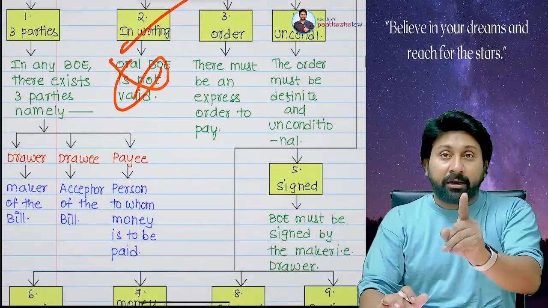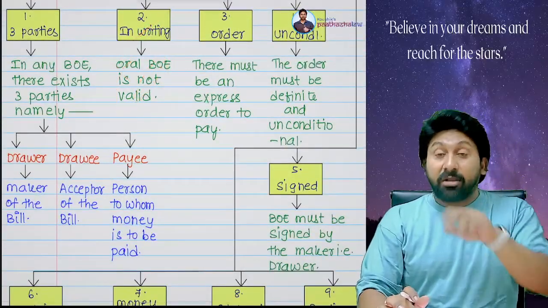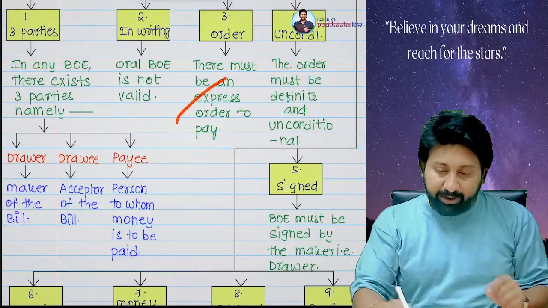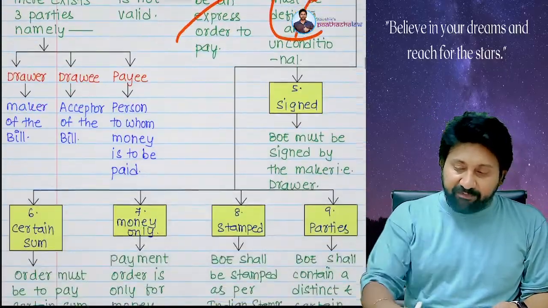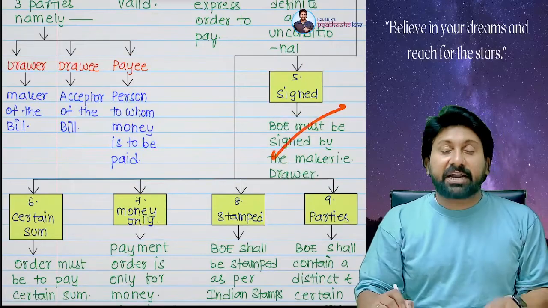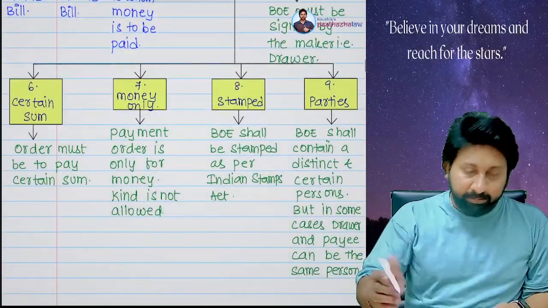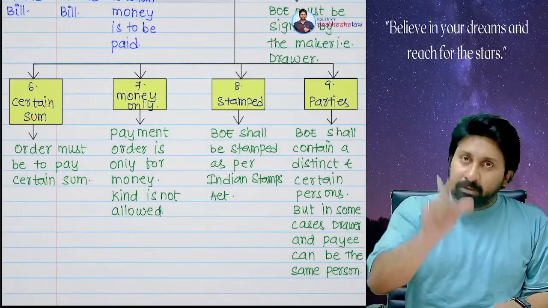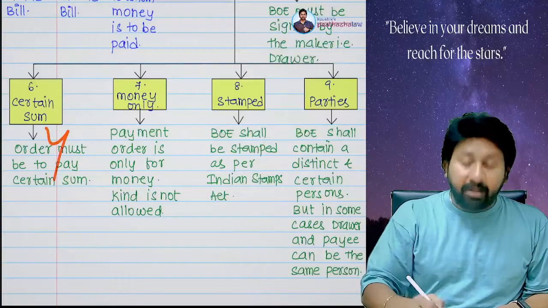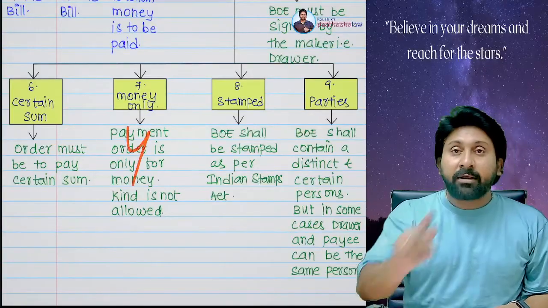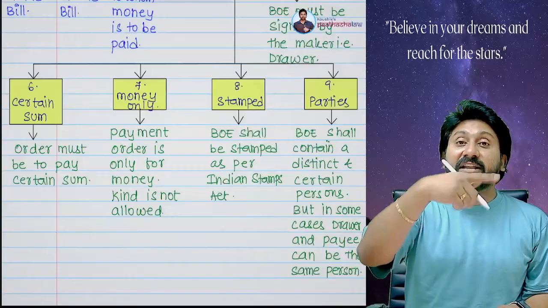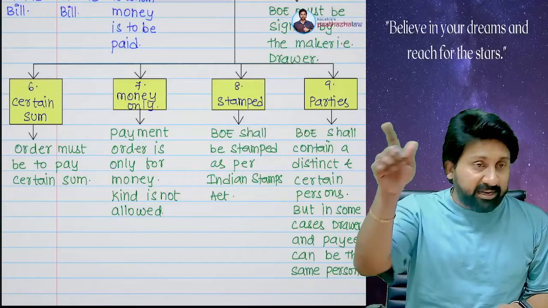It is an order. Creditor orders debtor. Drawer orders drawee to pay. Next, unconditional, it cannot have a condition. It should be signed by the maker. Creditor should sign on it. Next, certain sum, 5,000 to 7,000 not valid. Money only, kind not valid. Stamped, it should be cancelled. The signature of the maker should be cancelling the revenue stamp.